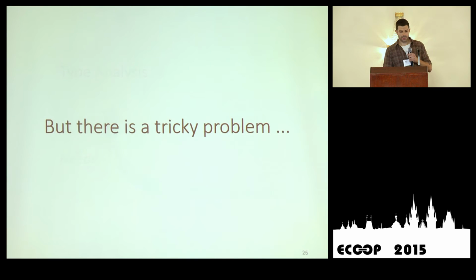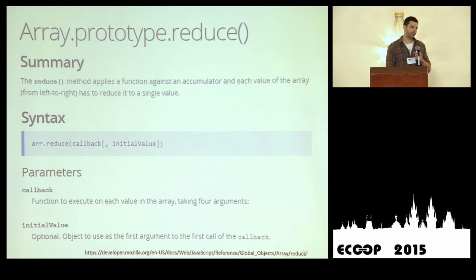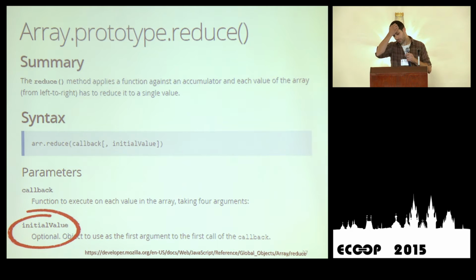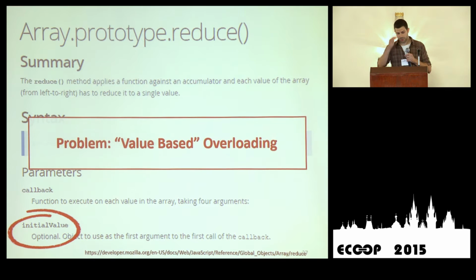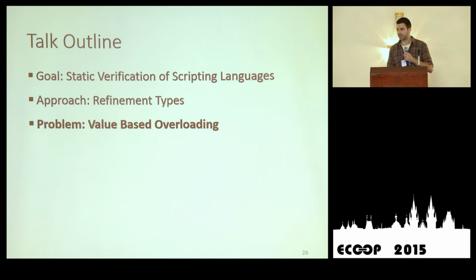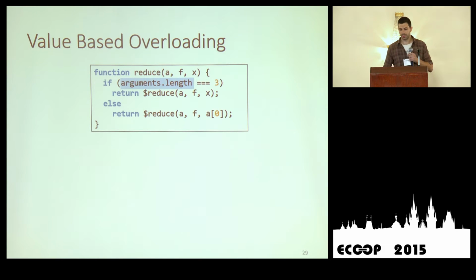And in the case of scripting languages, there's another interesting situation that arises very commonly. In particular, if we look at the JavaScript API for array reduce, we'll notice that the second argument for reduce is in fact an optional argument. So this situation is what we will call value-based overloading, and this is going to be the main problem that we're trying to tackle in this work. But let's take a closer look to see the intuition behind this notion.